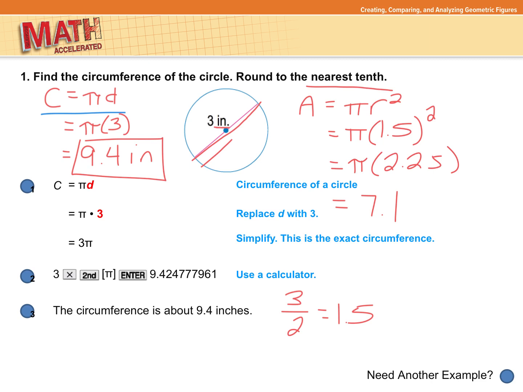7.1. What am I going to label area? Inches squared. Yep. With area, your label has to be squared because we're looking for the square inches or square feet that it covers.